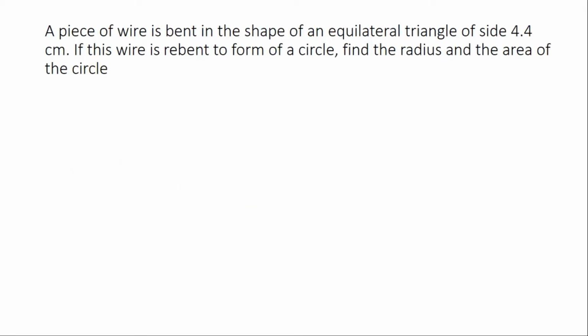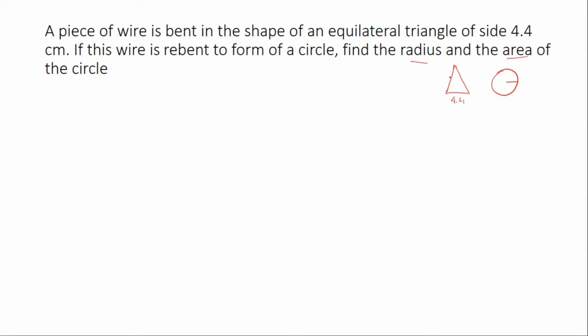A piece of wire is rebent in the shape of an equilateral triangle of side 4.4 centimeter. This wire is rebent to form a circle. So find the radius and area of the circle. So in the question it is given that an equilateral triangle is there whose side is 4.4 centimeter. This wire is broken and rebent in the form of a circle. So you have to find the radius and area of the circle.